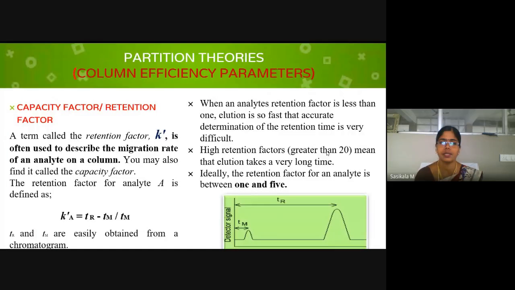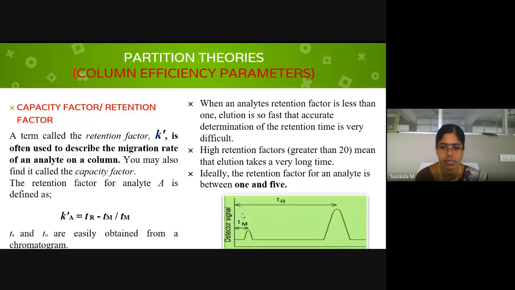Now let's move on to the fourth parameter, capacity factor or retention factor. It is called capacity or retention factor. It is denoted by the symbol K dash. It is used to describe the migration rate of an analyte on a column. Migration rate of an analyte on a column.